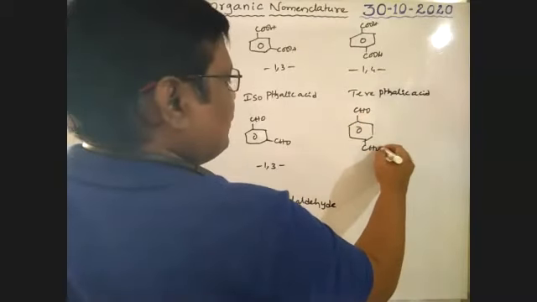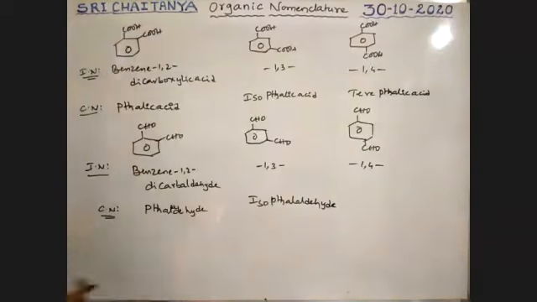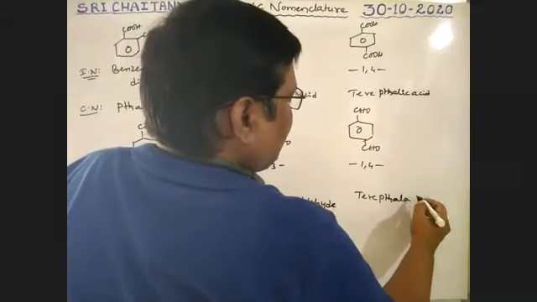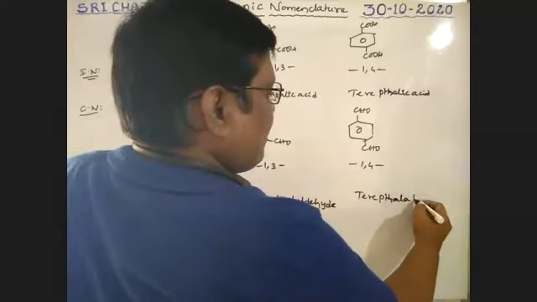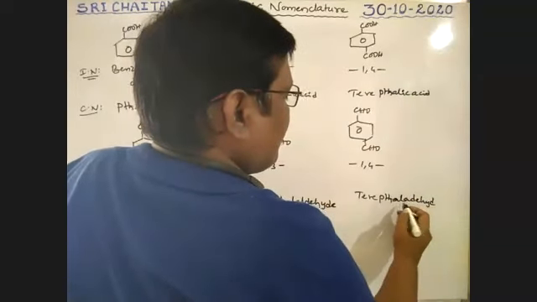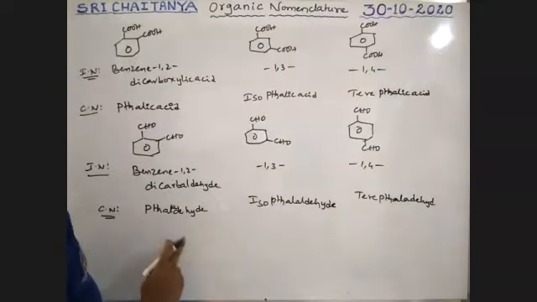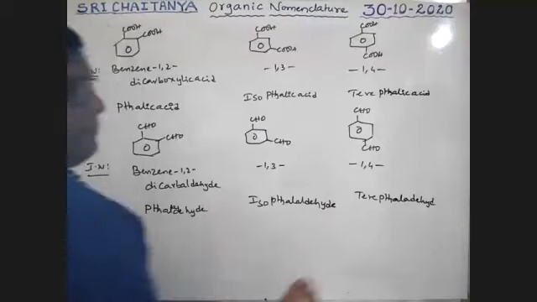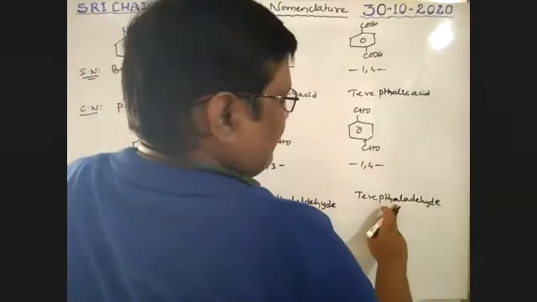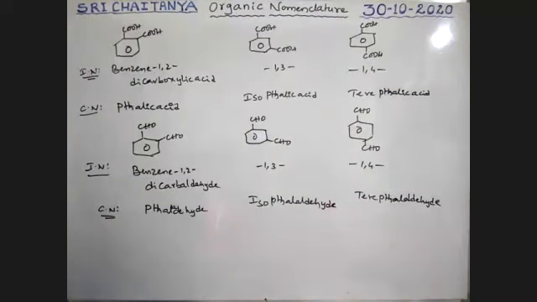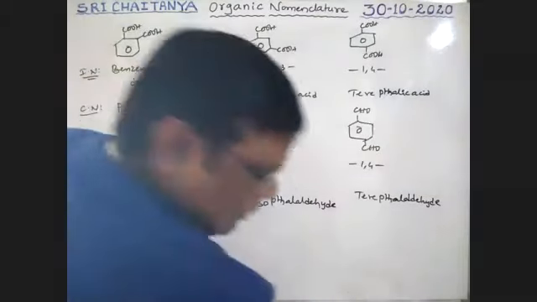As usual, next, CHO, CHO at 1,4: benzene-1,4-dicarbaldehyde. So now it is terephthalaldehyde. Terephthalaldehyde. Okay. So these are the names, boys. Very, very important. Next, some more examples.